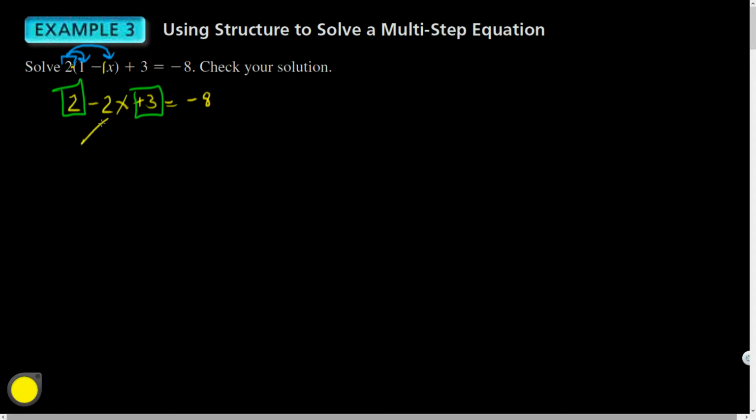I'm going to write my variable expression, my term first. So I'm going to write that as negative 2x. And what's 2 plus 3? That's 5 equals negative 8 still hanging out. All right, so now we've brought it back to the same as a 2-step problem that we would have seen yesterday. Okay, so I distributed, I combined like terms, and now I'm going to solve normal style.